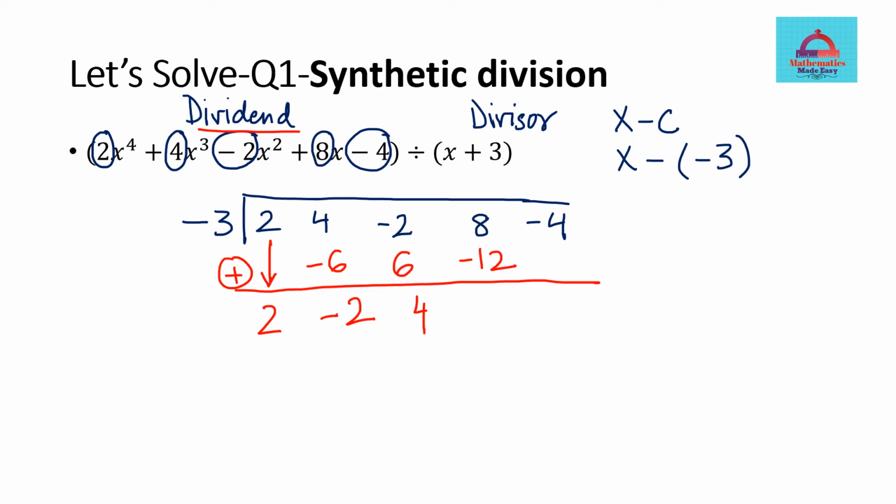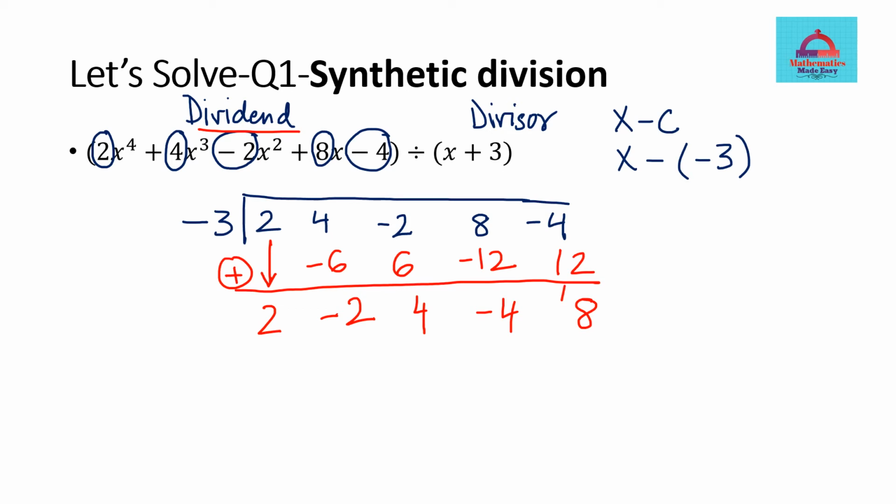We are first multiplying the value of c with the numbers which are below, and then we are adding the two numbers which are one below the other. Addition and multiplication is happening one after the other. So let's add now 8 plus minus 12, which is negative 4, and this negative 4 is multiplied with negative 3 to give you plus 12. Again we add 12 plus minus 4, which is 8.